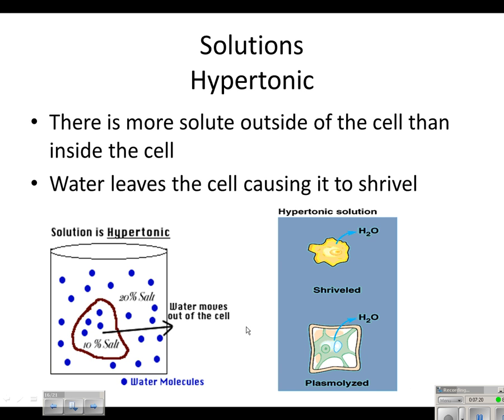And then a hypertonic solution, there's more solute outside of the cell than inside the cell. This is our corn syrup egg. So water leaves the cell, causing it to shrivel because there was a higher concentration of solute outside the cell. So the water moved out of the cell and it shriveled up.